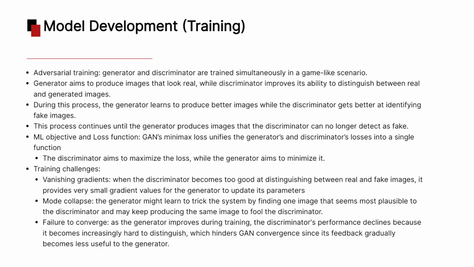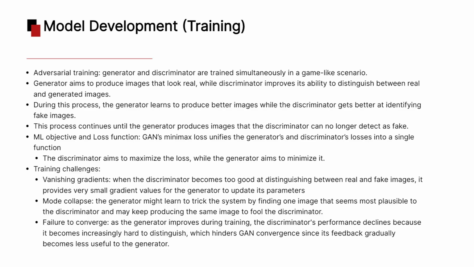Solutions: balance learning rates, add label smoothing, use feature matching, or switch to Wasserstein GAN with gradient penalty for more stable gradients. Mode collapse. The generator finds a few safe outputs that reliably fool the discriminator and keeps repeating them, reducing diversity. Solutions: introduce mini-batch discrimination, so the discriminator looks at image batches, use unrolled GANs, apply noise injection, or regularize with diversity-promoting loss terms.